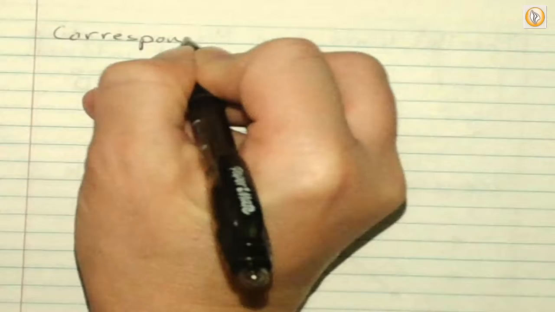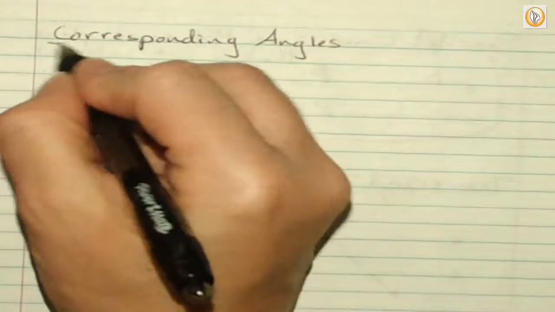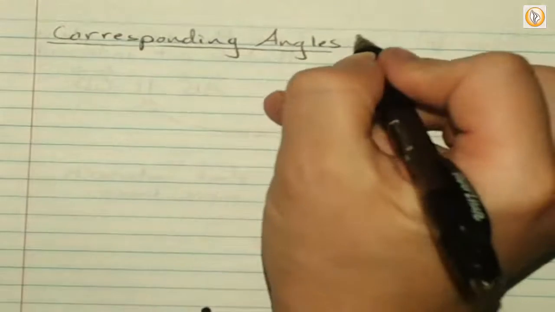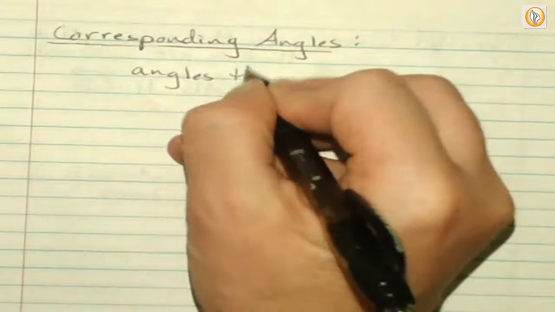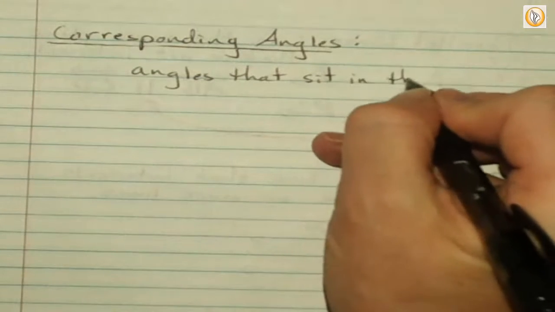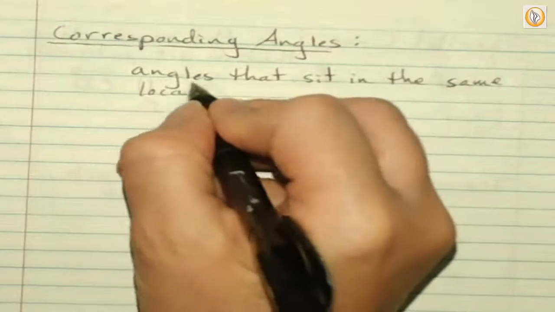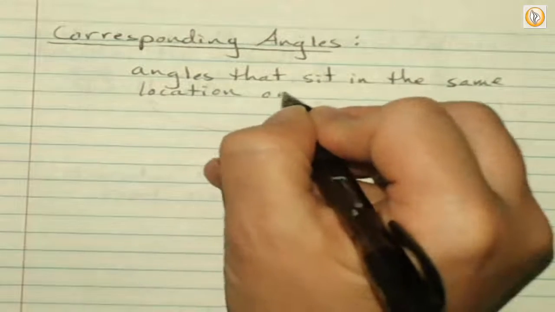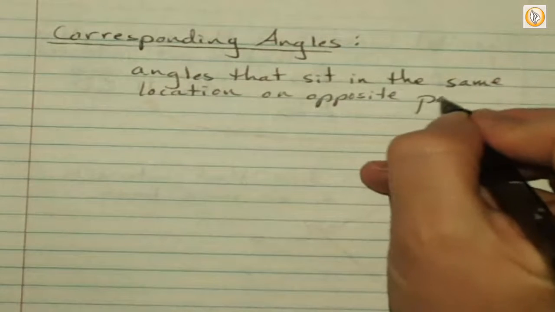Corresponding angles. They are angles that sit in the same location on opposite parallel lines.